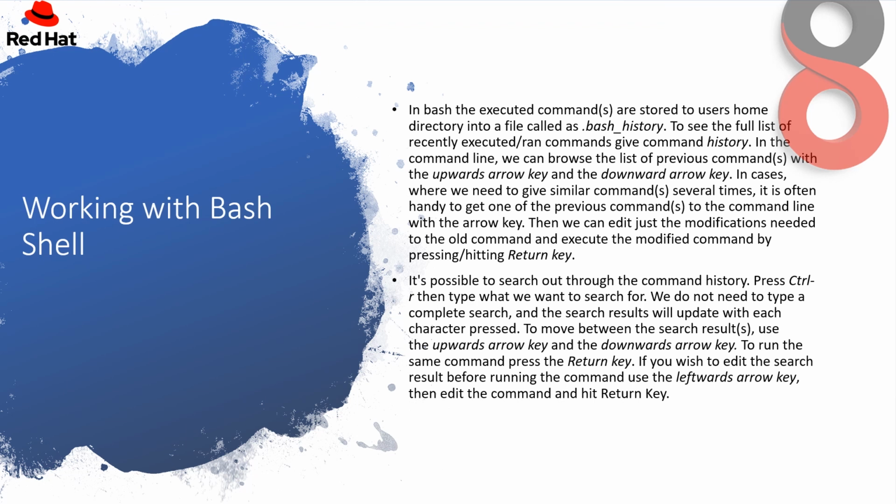Yes, it's possible to search through the command history. We can use Ctrl+R, then type what we want to search for. We do not need to type a complete search, and the search results will update with each character typed. To move between the search results, use the upwards arrow key and the downwards arrow key. To run the same command, press the return key. If you wish to edit the search result before running the command, use the leftward arrow key, then edit the command and hit the return key.